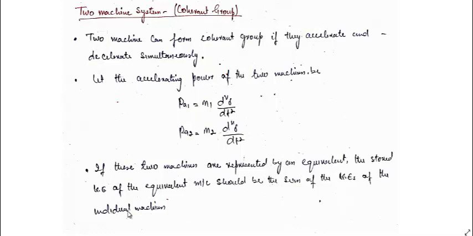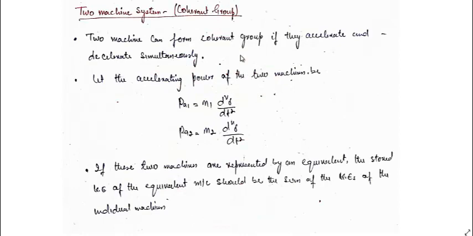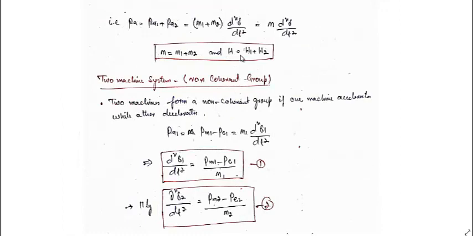So we need to replace these two machines by a single machine, but when we do this, we have to take care that the kinetic energy of the two machines should be the same as the kinetic energy of the equivalent machine. This is very important. Then PA will be equal to PA1 plus PA2, because they are coherent, which is equal to M1 plus M2 del square delta by del t square, which is equal to M del square delta by del t square. So M is equal to M1 plus M2, and H is equal to H1 plus H2. This is the case when the two machines are coherent, accelerating or decelerating together.